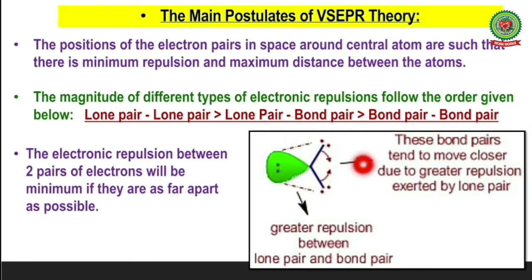So as you can see, these are, supposing, the bond pairs. These bond pairs tend to move closer due to greater repulsion exerted by the lone pair. So this is a lone pair. Lone pair repulsion is greater as compared to lone pair-bond pair repulsion.